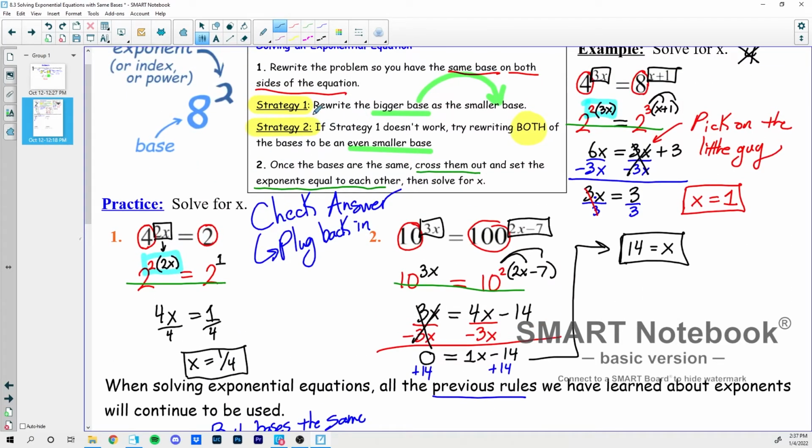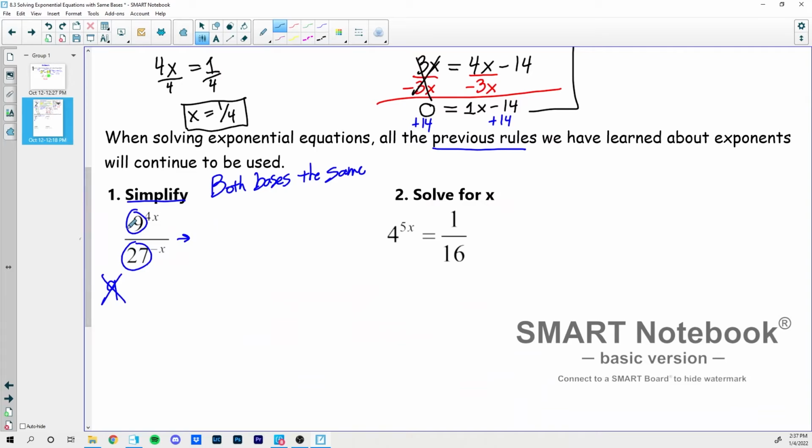So now I'm going to try strategy 2, kind of just like with this problem up here, and I'm going to see if I can rewrite both of the bases to be an even smaller base, okay? So think of a number that both of these numbers are divisible by. So 9 and 27 are both divisible by 3, okay? So let's try 3 as our even smaller base and see if that works. So let's rewrite 9 as a base of 3 and 27 as a base of 3. All right, so 3 to the power of 2, that's going to equal 9. So that's a great way to rewrite that. And 3 to the power of 3 is going to make 27, okay?